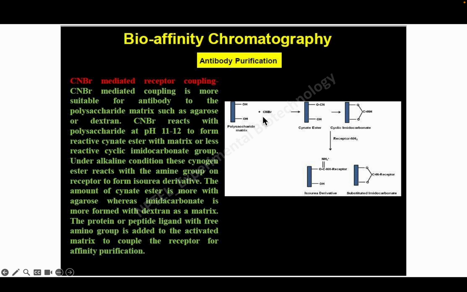So you are adding CNBr. CNBr reacts with the polysaccharide at pH 11 to 12 to form the reactive cyanate ester with the matrix or less reactive cyclic imidocarbonate group. And under alkaline condition, this cyanate ester reacts with the amine group present on the receptor to form the isourea derivative.